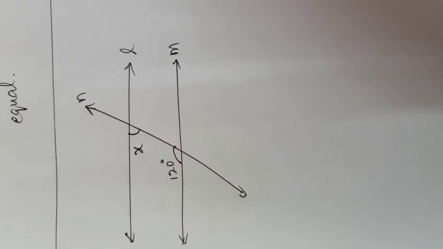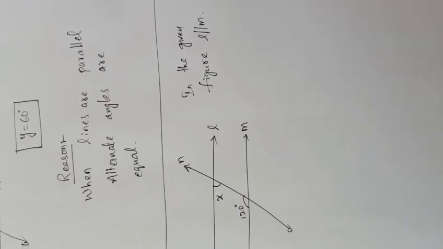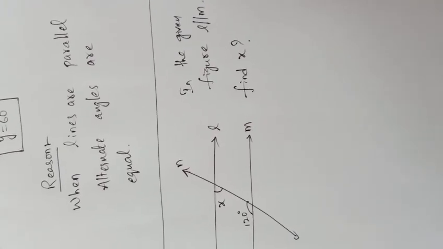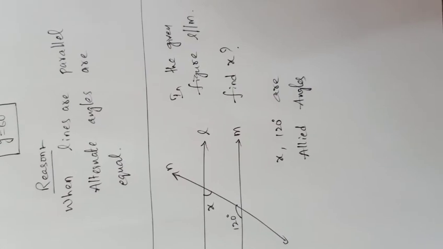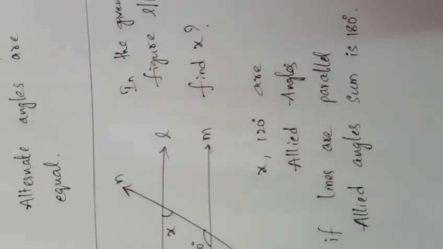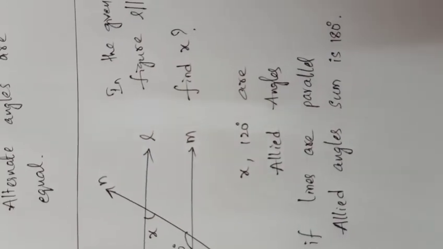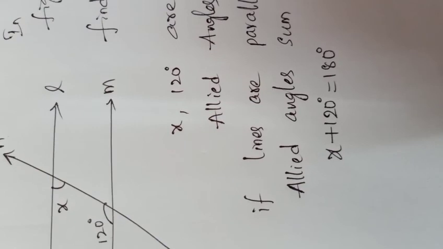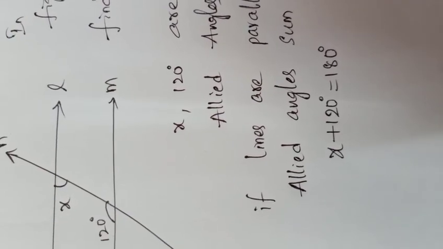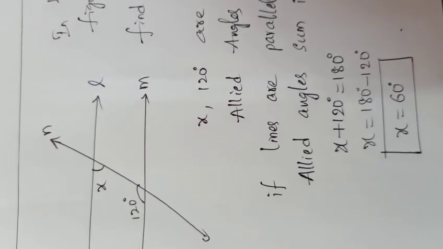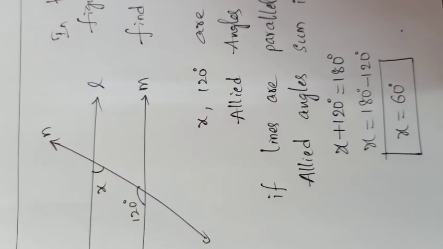And here, the interior angles on the same side of the transversal: what is the x value now? They are supplementary. So x and 120 are allied angles. If lines are parallel, the allied angle sum is 180 degrees. So x plus 120 equals 180, then x equals 180 minus 120, and x equals 60 degrees. That's it.